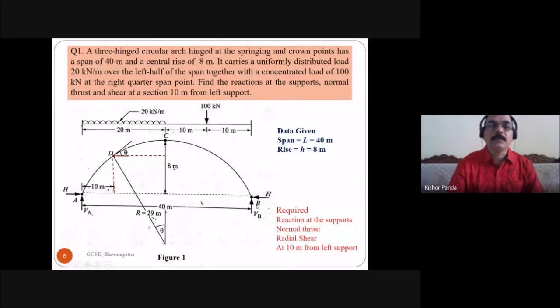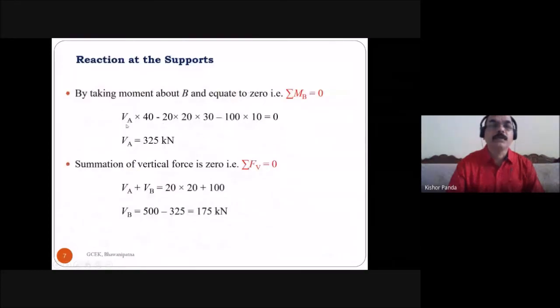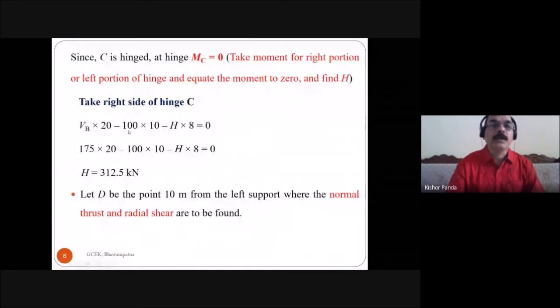What is the moment due to this vertical reaction? VB into 20. What is the moment due to this horizontal reaction? H into 8. And what is the moment due to this loading? 100 into 10. This is clockwise, and this is also clockwise, but due to the vertical reaction, this is anti-clockwise. So VB into 20 minus 100 into 10 minus H into 8 is equal to 0. Then after simplification, we will get the horizontal reaction H is equal to 312.5 kilonewton.